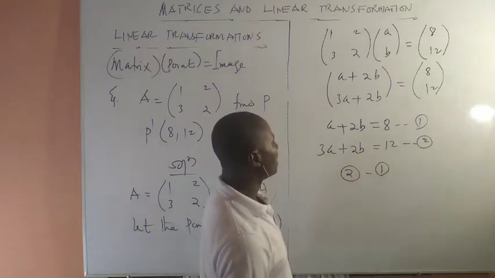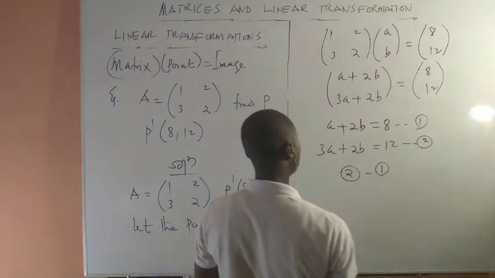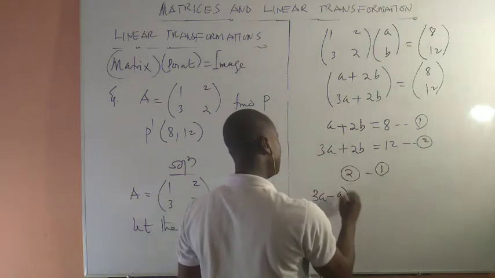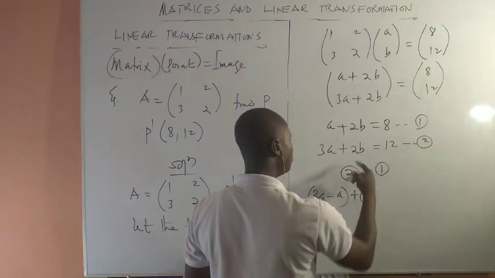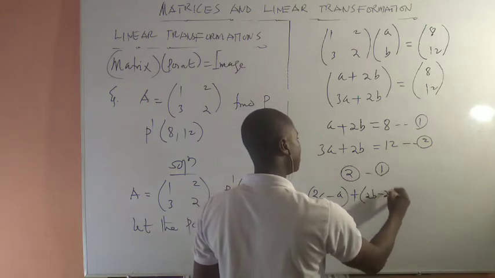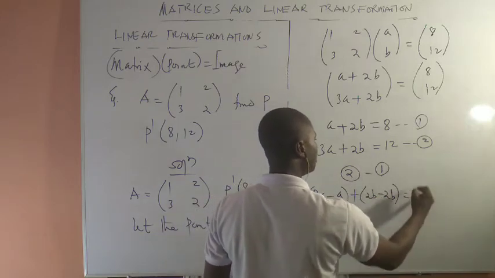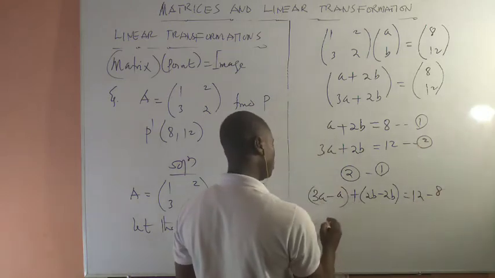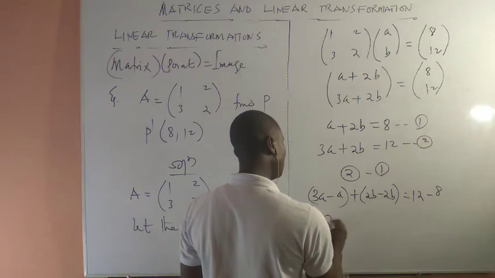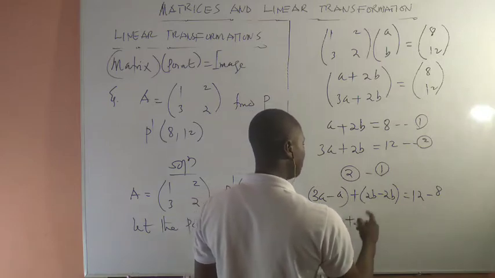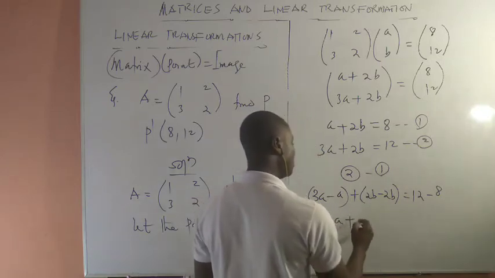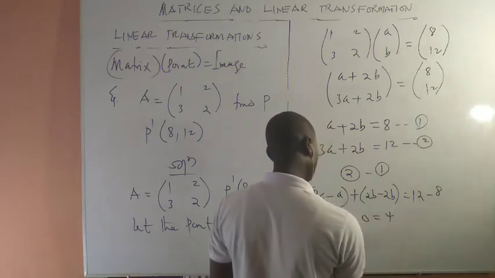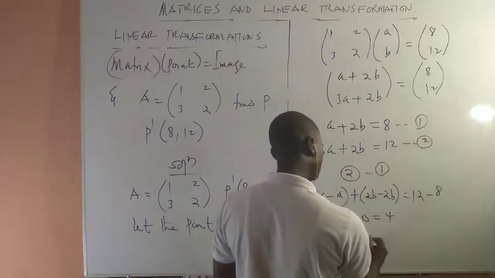Now, if we are taking equation 1 from equation 2, then this is going to be 3A minus A. Then this will be 2B minus 2B. And this will be 12 minus 8. Now 3A minus A will give us 2A. Then 2B minus 2B will give us 0. So we have 12 minus 8, and this will give us 4. So 2A will be equal to 4.